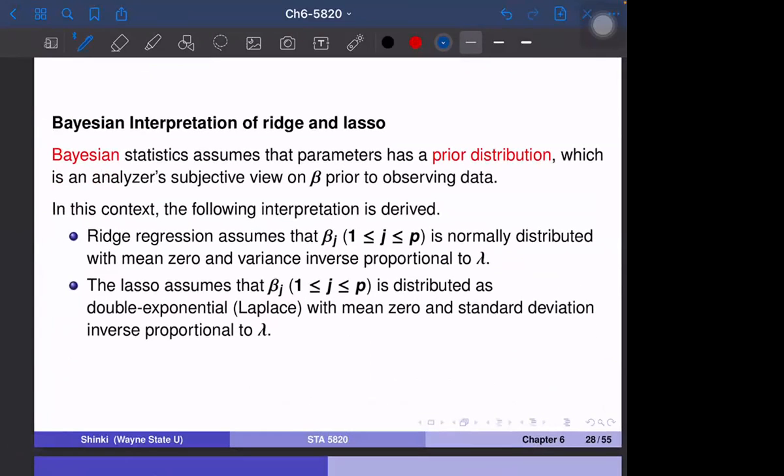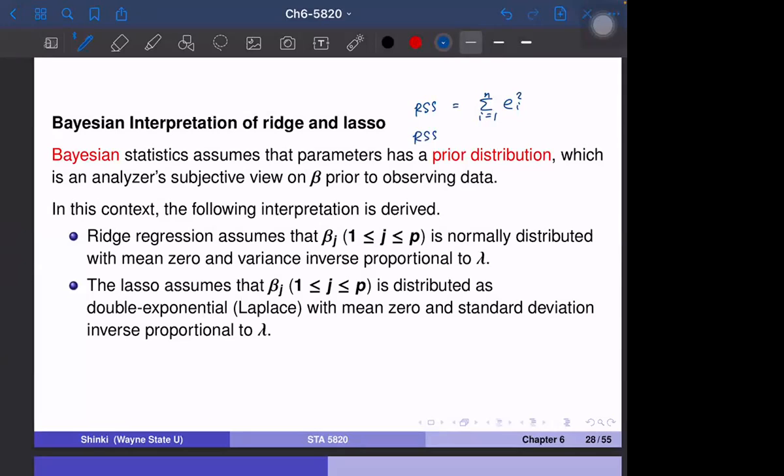Further, we compare the meaning of ridge and Lasso. When we minimize the residual sum of squares, we minimize the summation of the residual squares ei squared, and this is basically based on the likelihood function. The summation of ei squared corresponds to the negative log likelihood function of the normal distribution.